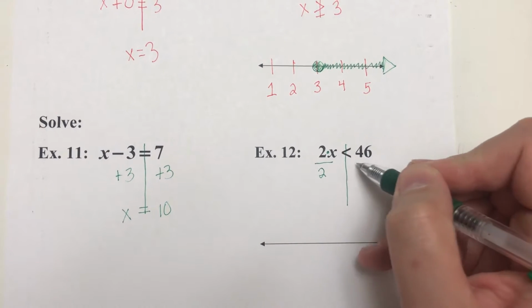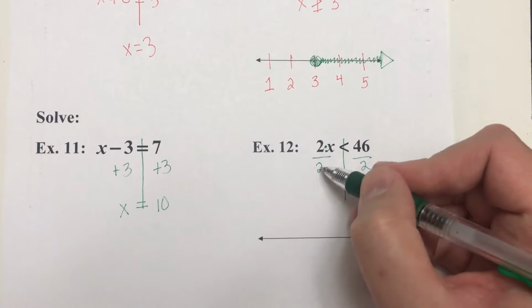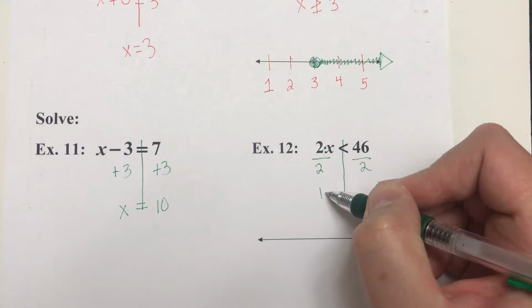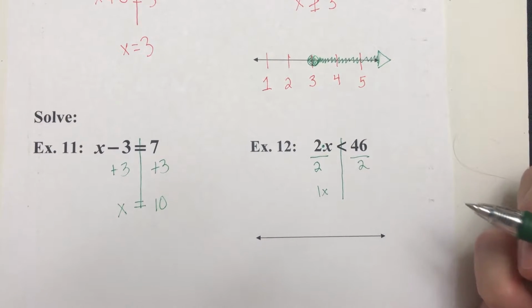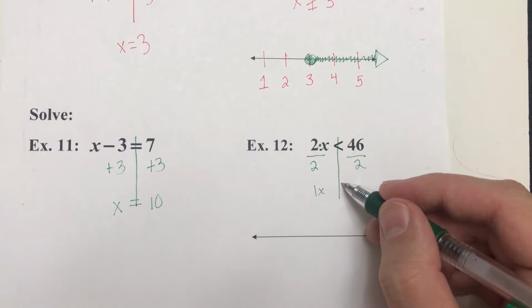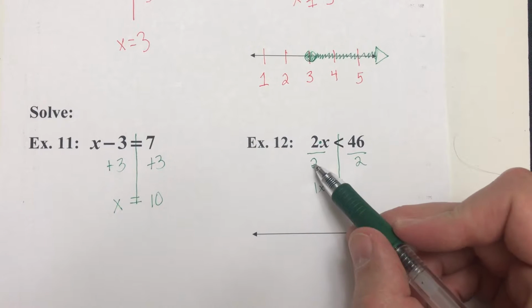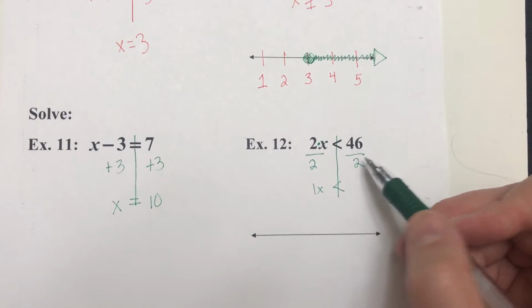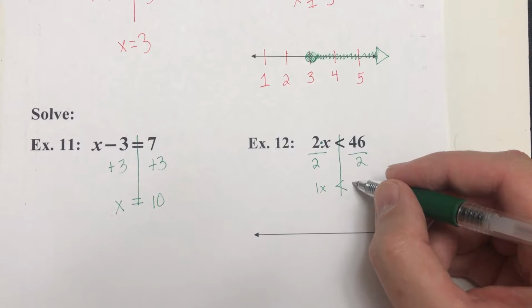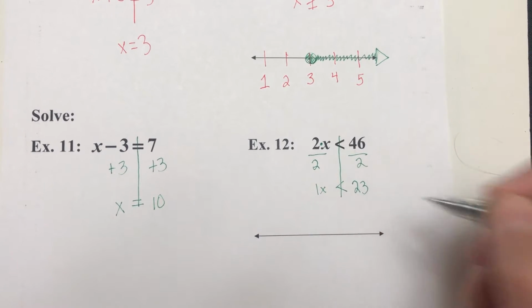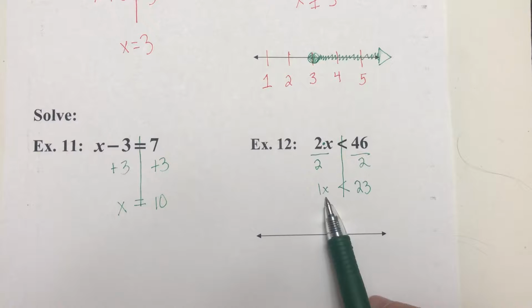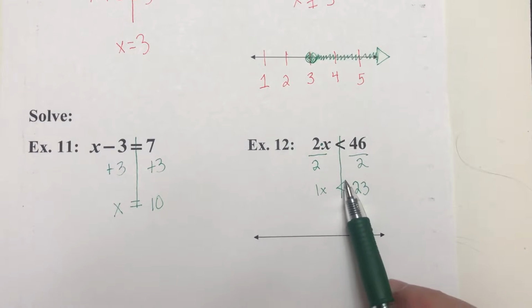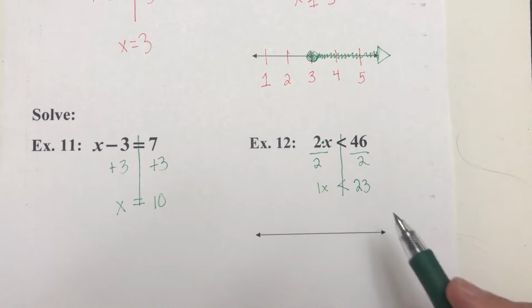Divide both sides by 2. 2 divided by 2 is 1. 1x, or just an x all alone. Keep the symbol, because we did not divide by a -2, just a positive, and 46 divided by 2 is 23. 1x, or just x, needs to be less than 23.